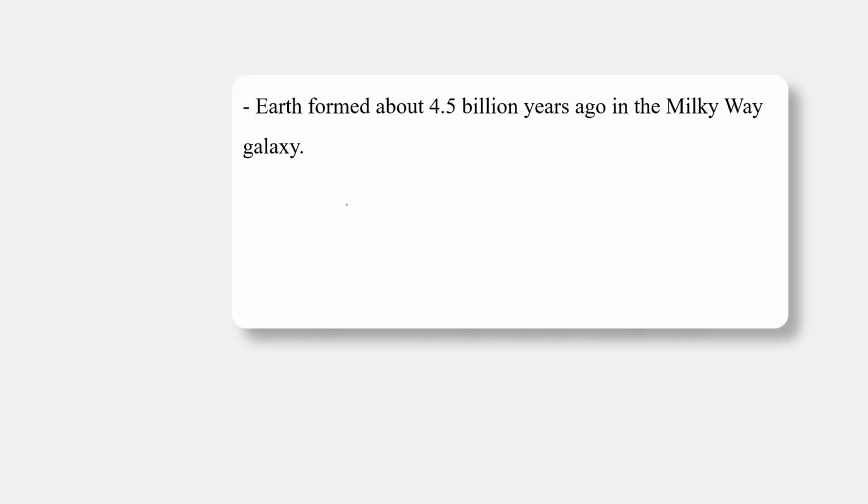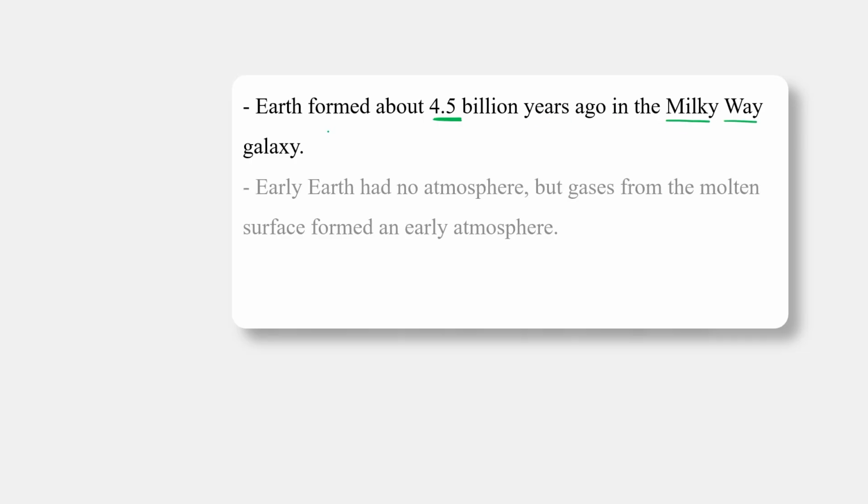Our Earth was formed about 4.5 billion years ago, whereas the age of the universe is much greater. In our galaxy, what is the name of our galaxy? This is the Milky Way galaxy.